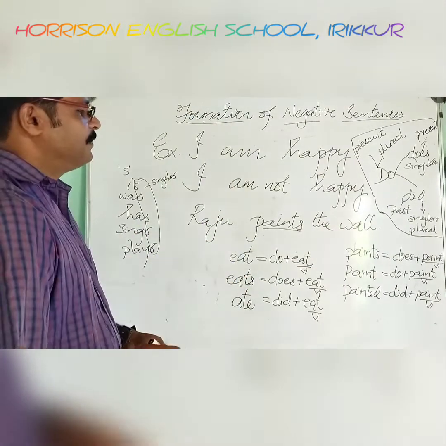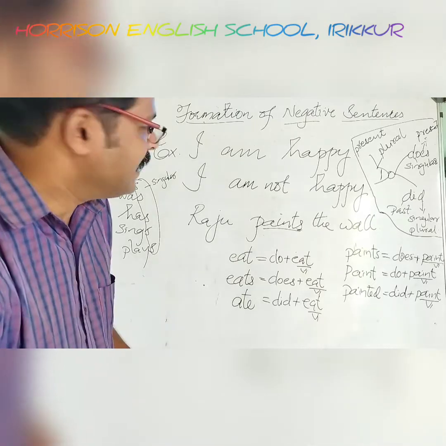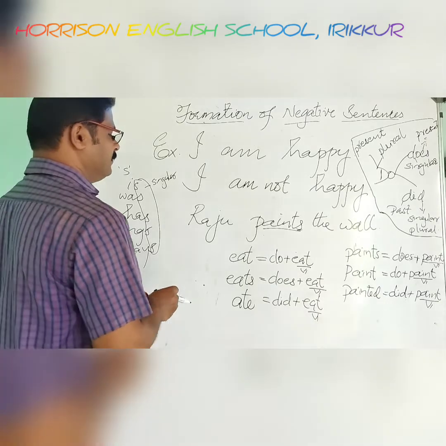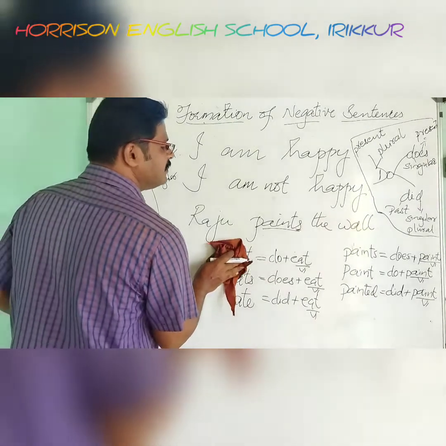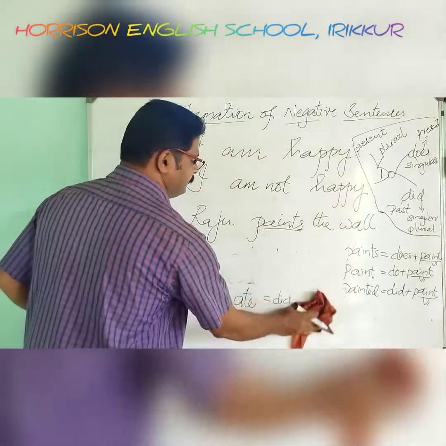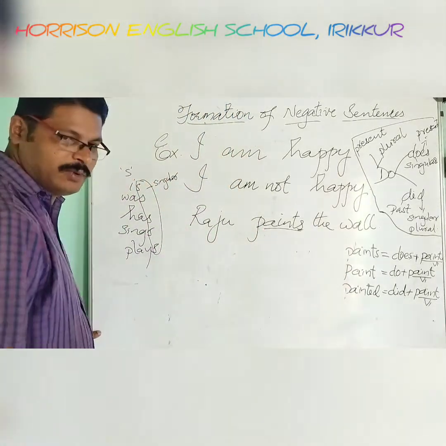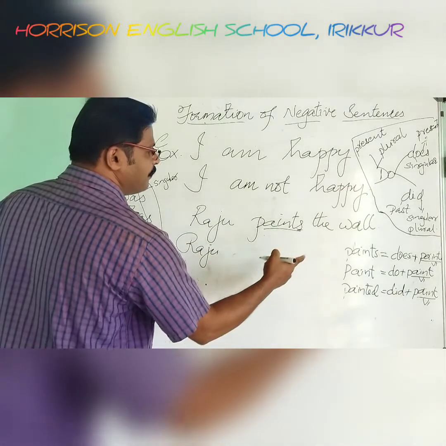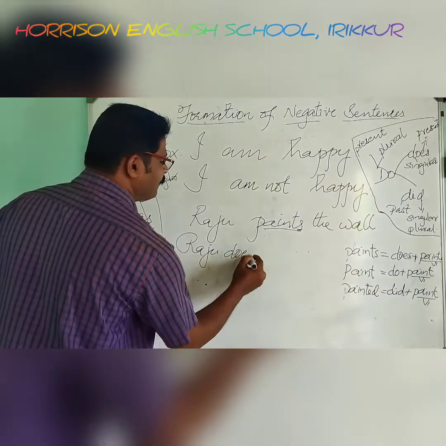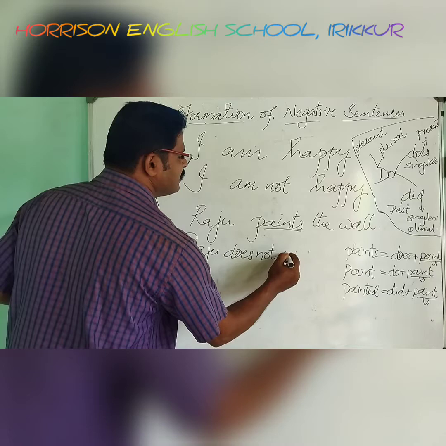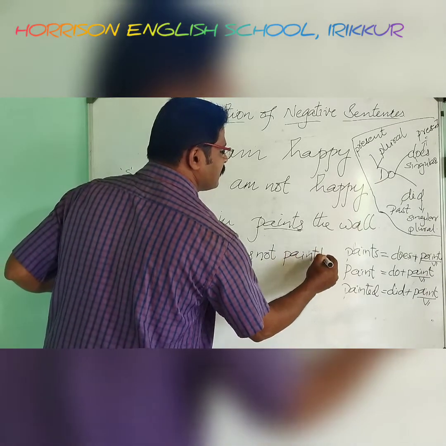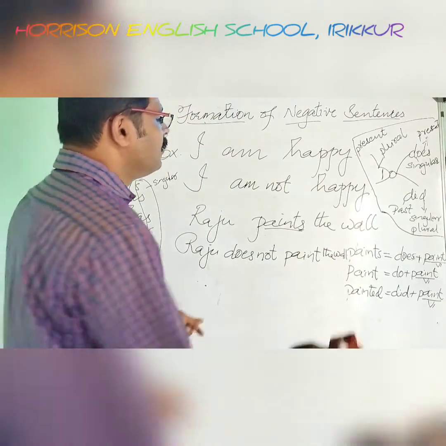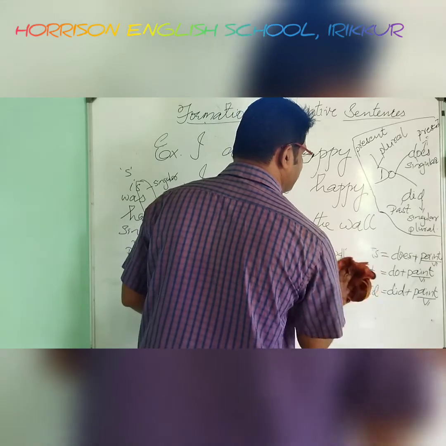So now we go to the auxiliary verb. Now we can make a negative sentence. We are going to make the sentence Raju paints the wall into negative. How will we write? I'm just removing this for the purpose of writing. I hope you understood how to split the main verb. So we can say Raju paints, does, auxiliary verb. Does plus not. Does not paint the wall. Raju does not paint the wall. We have made that into a negative sentence.